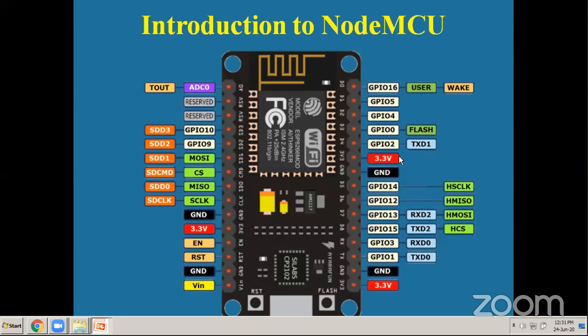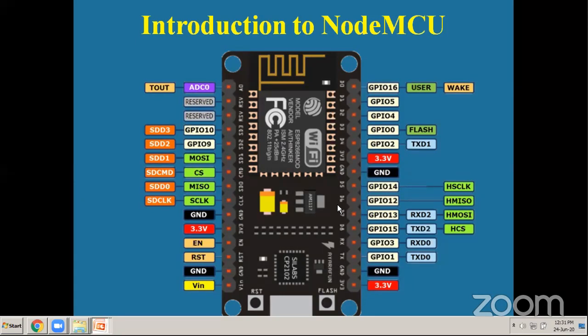NodeMCU is also a microcontroller. In the sense, it's a prototyping board on which there is a microcontroller, and you know by now what a microcontroller means. You can write a program and execute it forever as long as the microcontroller is kept on. Whatever you write in the loop will keep running. The only difference between a NodeMCU and the Arduino Uno is that NodeMCU has Wi-Fi capabilities.